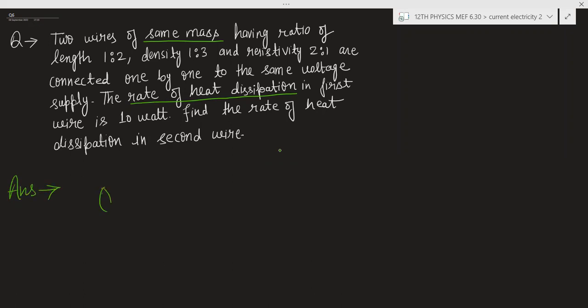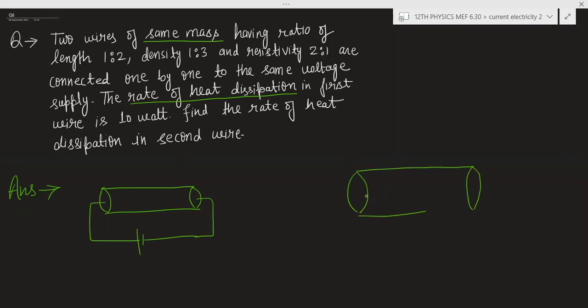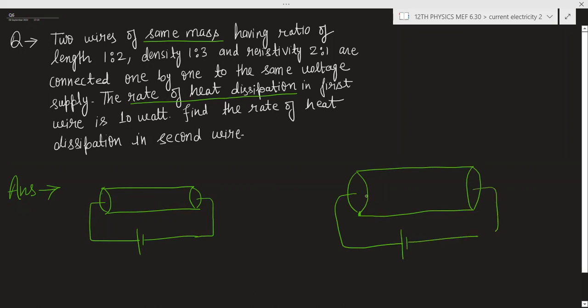We have two wires. Suppose this is one wire. I am taking this cylindrical wire. If not mentioned in the question, then you will always take a cylindrical wire. They are saying this wire is connected with a voltage supply. And here is another wire of a different kind, and this wire is also connected with a voltage supply. Suppose V is the voltage supply, and they are saying the voltage supply is the same. They are connecting it one by one, meaning first they have connected the first wire and after that they have connected the second wire, but the voltage supply is the same.